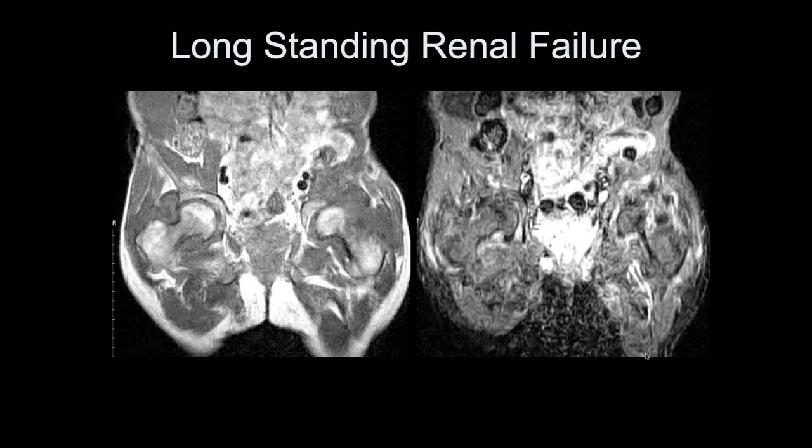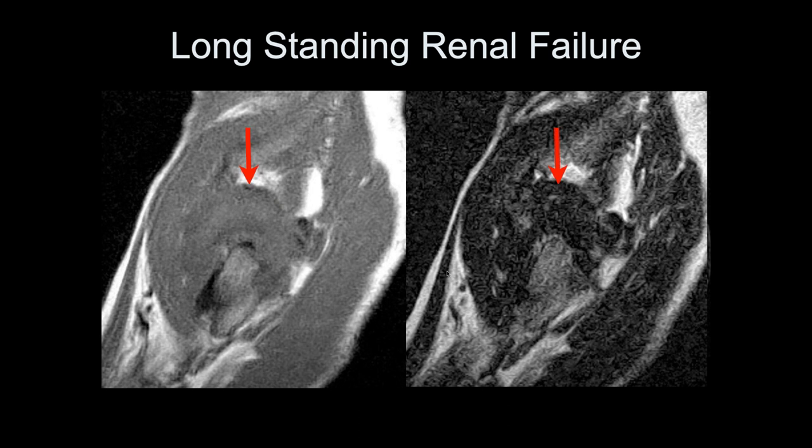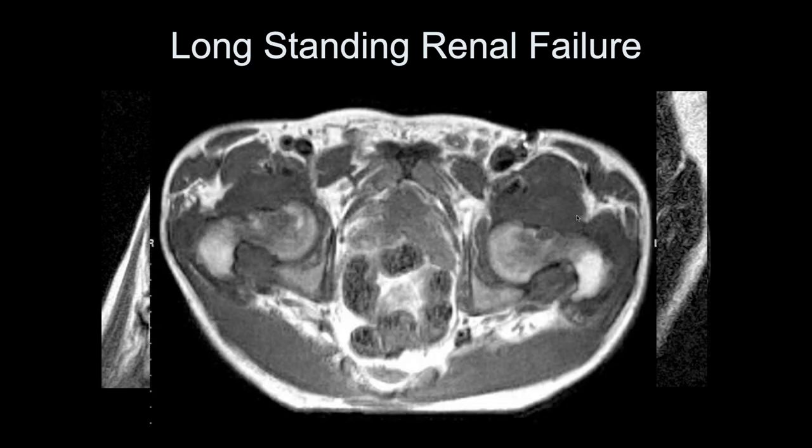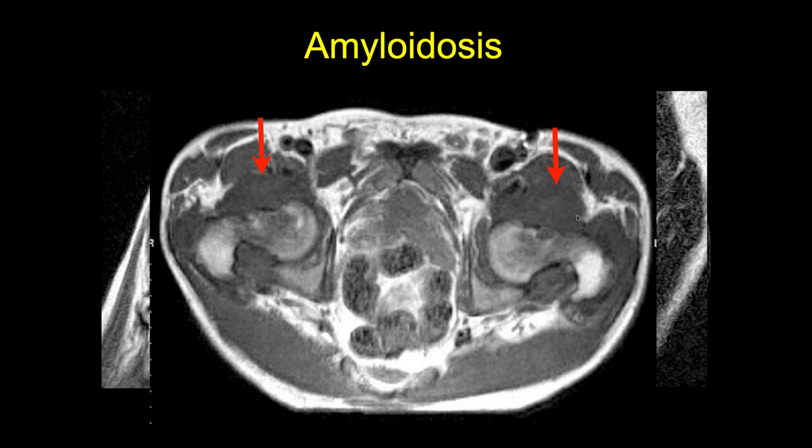Long-standing renal failure. We have coronal images of the bilateral hips with these large soft tissue signal intensity deposits surrounding the bilateral hip joints, and they're mostly intermediate signal intensity. I think this is renal osteodystrophy or calcific tumoral calcinosis. There's erosions as well. This could be seen with tumoral calcinosis. Here again, we see these intermediate and low. And there's some osseous erosion of the bilateral femoral heads and necks. Amyloidosis.